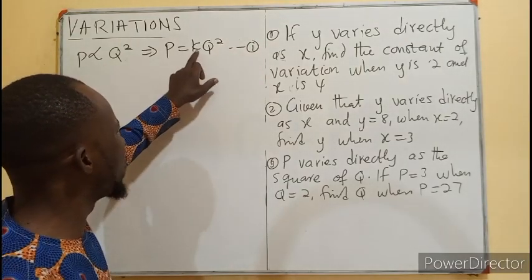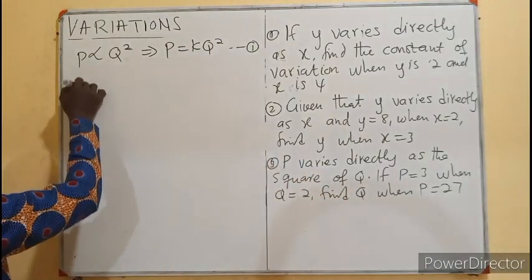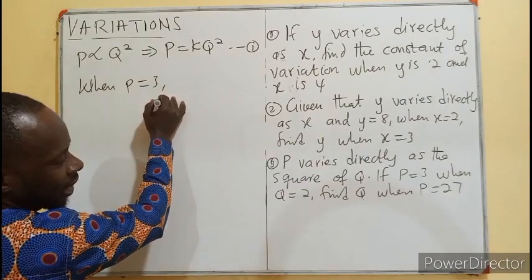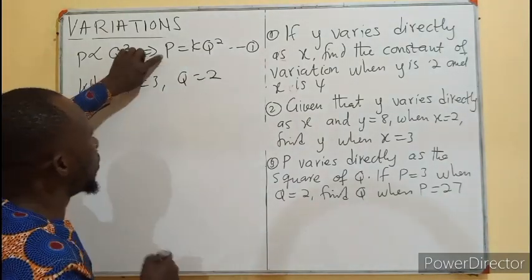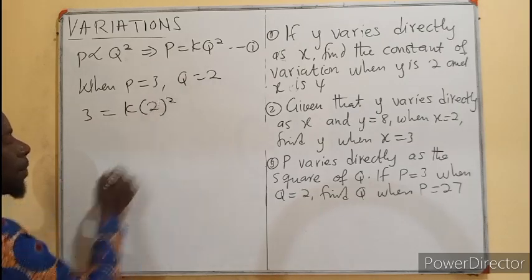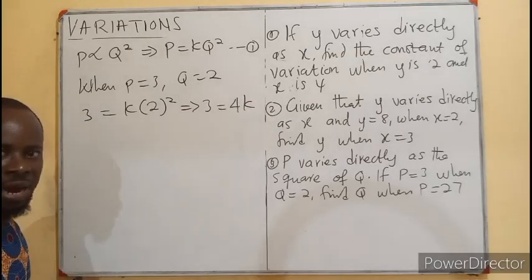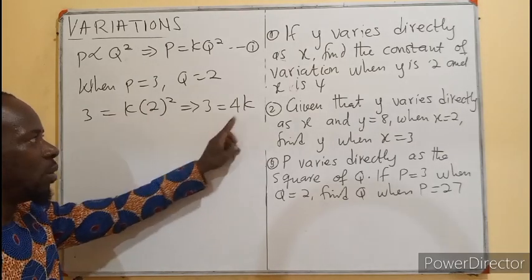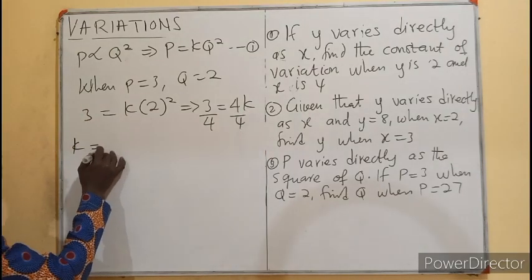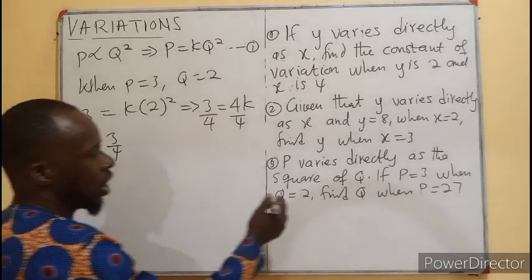Okay, so now let's see how we can find the constant of proportionality. We are going to do that when P is equals to 3 and that of Q equals to 2. So P will be 3 equals to K 2 squared, which we can say 3 equals to 4K, right? 2 squared will be 4. 4 times K will be 4K. So divide by 4. Your K will assume the value of what? 3 on 4.